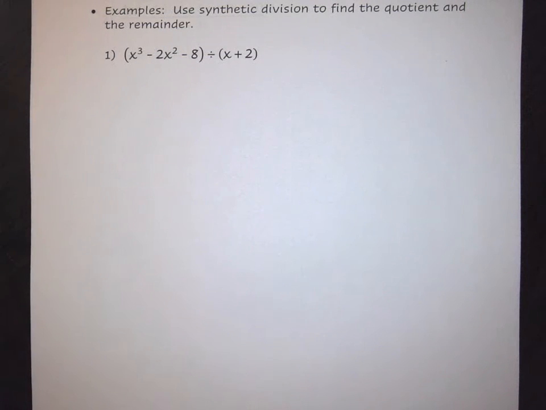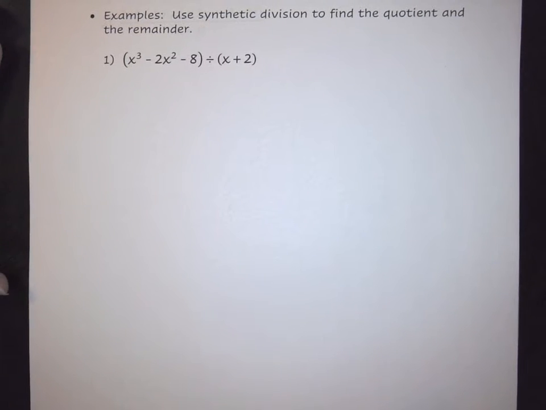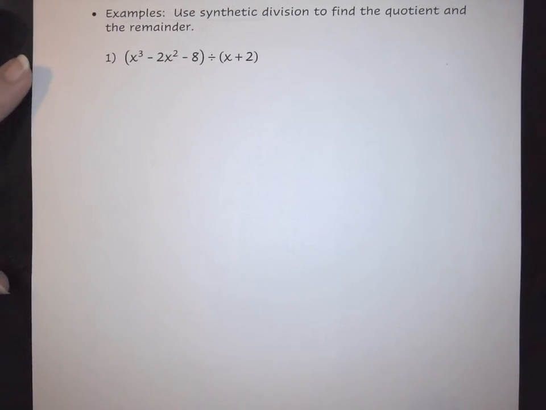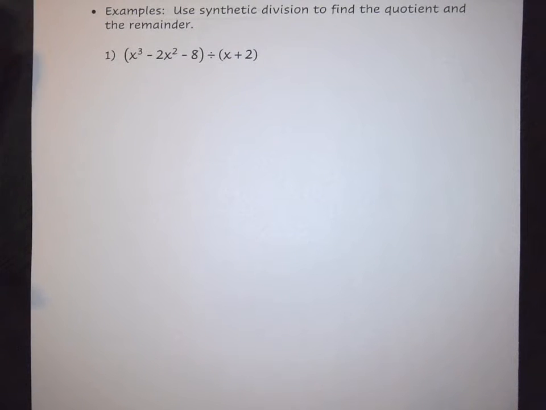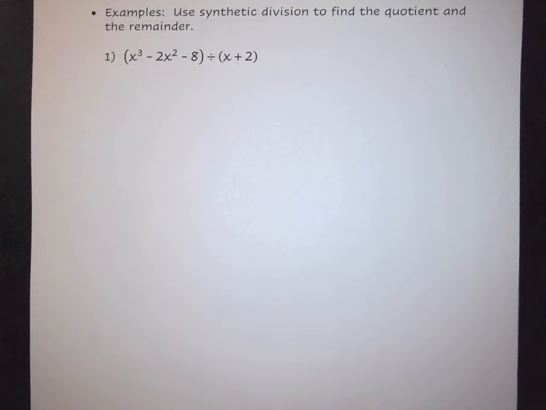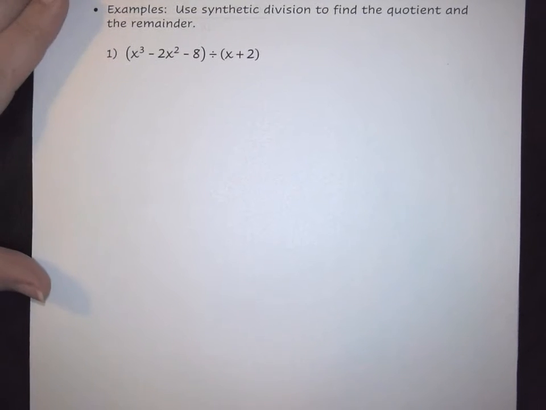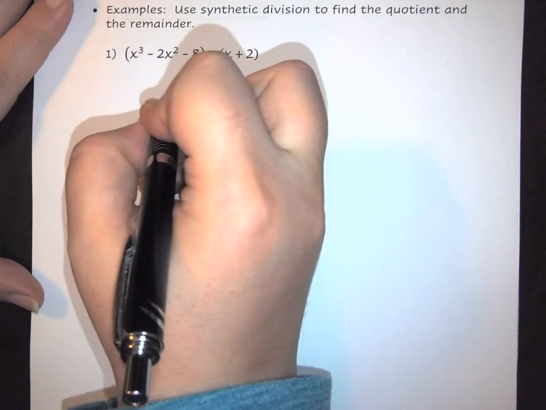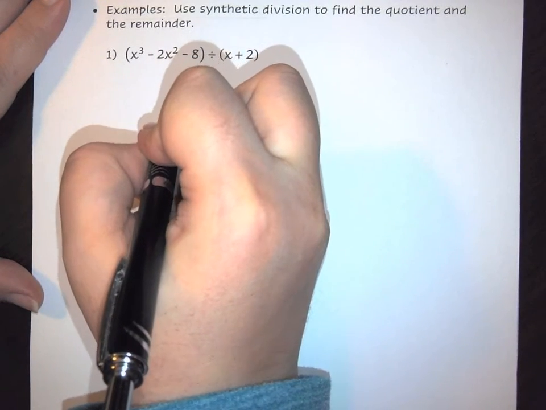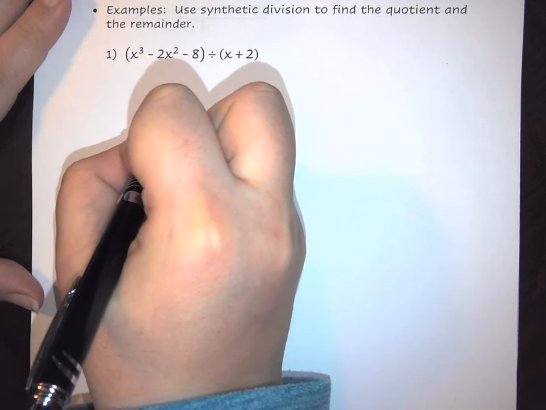Right, here we're going to look at some examples on doing synthetic division. So synthetic division is a shortcut method for using division with polynomials or expressions. It's a way that you can quickly find a quotient or a remainder. So the way that it works is we're going to draw part of a box like this.